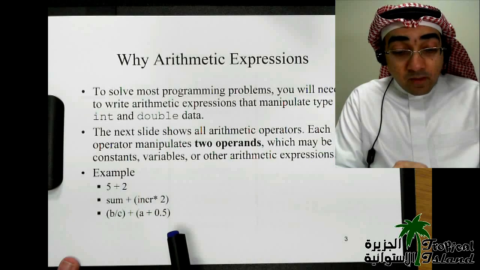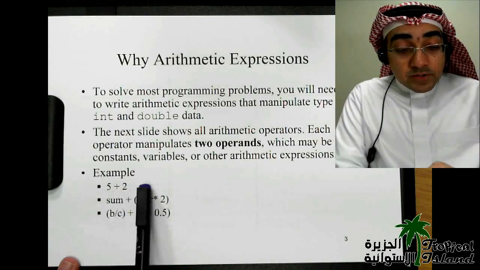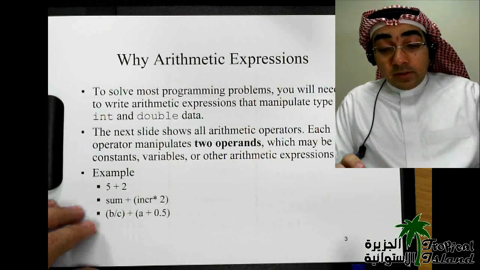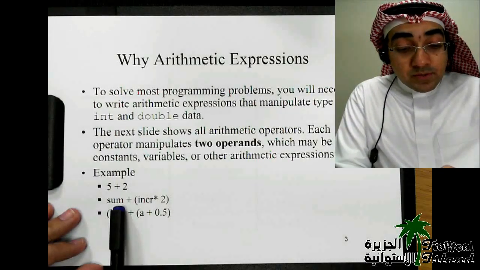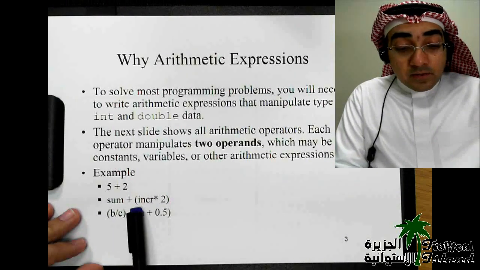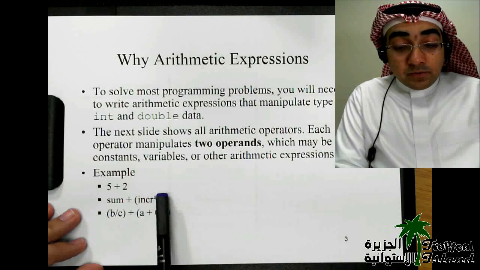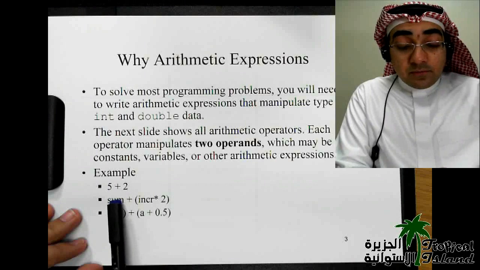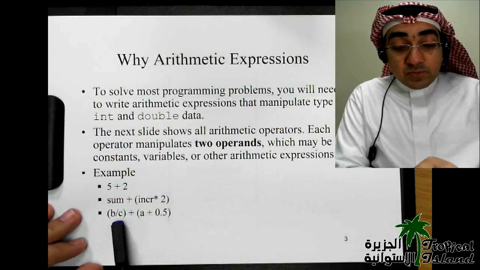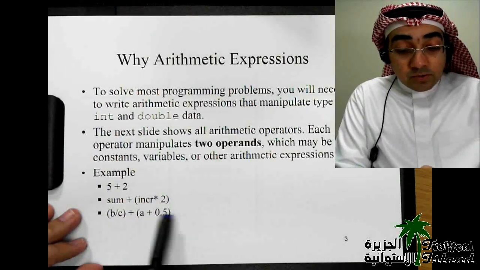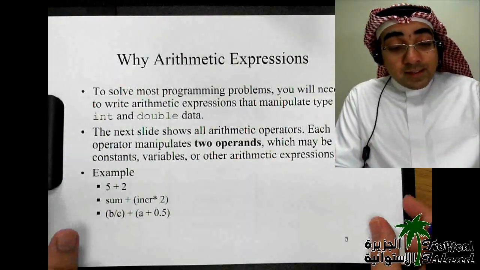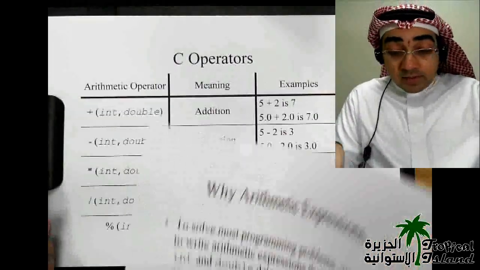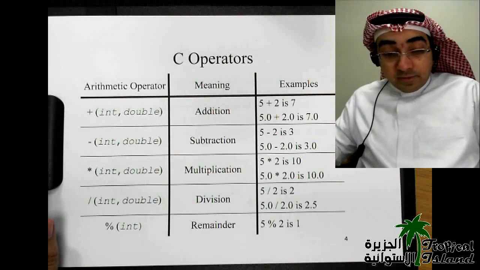Now the operands could be a constant, a variable, or an arithmetic expression. An example of a constant is 5 plus 2. Variables could be sum plus another variable i, and c multiplied by 2, which is an expression. So this is a variable and an expression. This is an expression and an expression, so you add two expressions, where b divided by c are two variables. So it could be anything: a variable, an expression, or anything else for that matter.